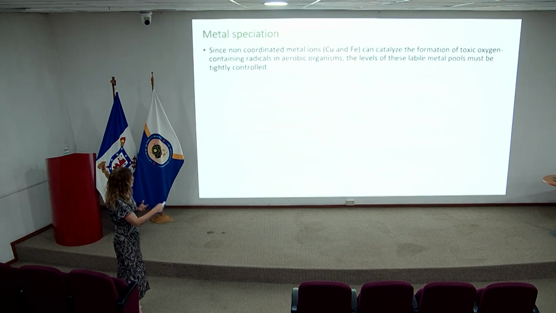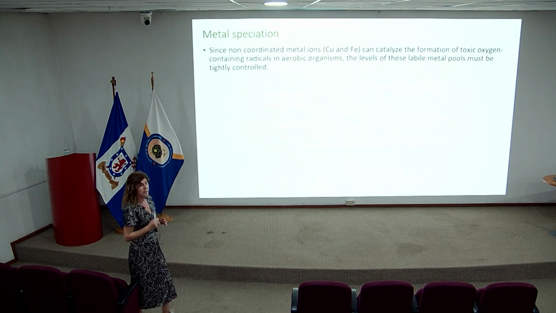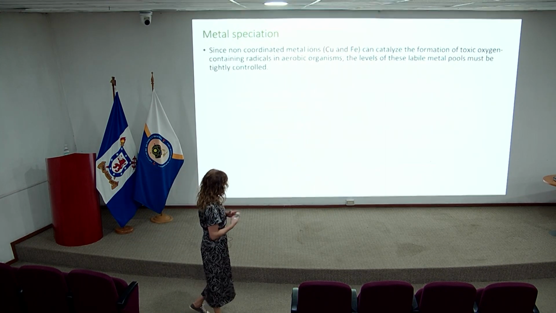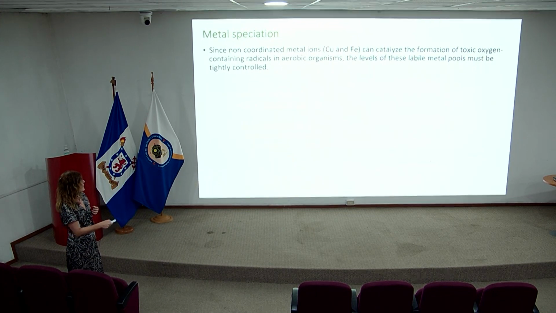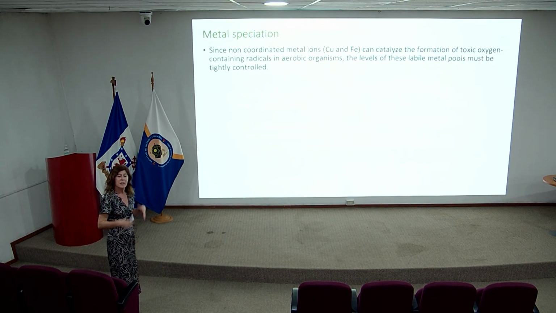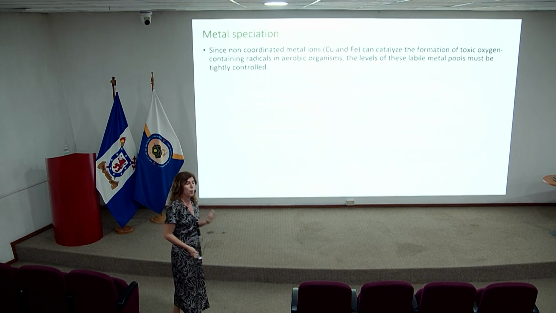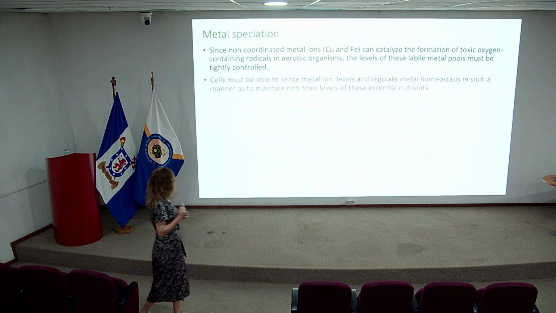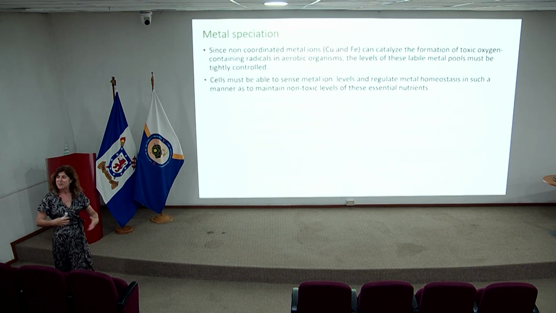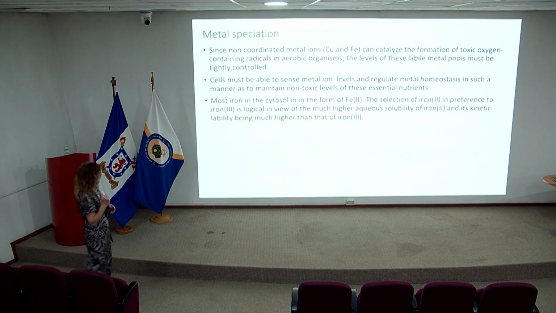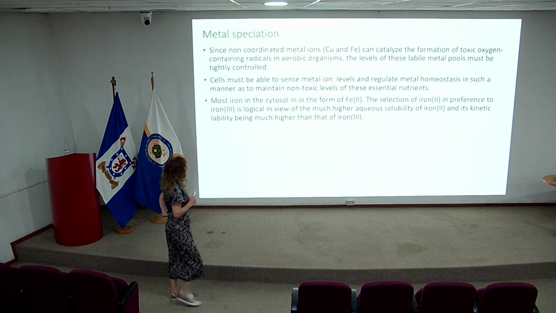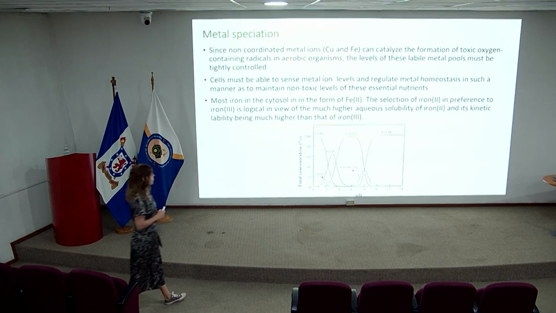Also, and I think we've seen a little bit of this yesterday, copper and iron can catalyze the formation of reactive oxygen species, and therefore the levels of these free metal ions must be tightly controlled, and this is called the homeostasis of the metal ions. And so cells have systems to sense and regulate the concentrations of free metals to maintain them at a non-toxic level, okay? I think we've talked about this.